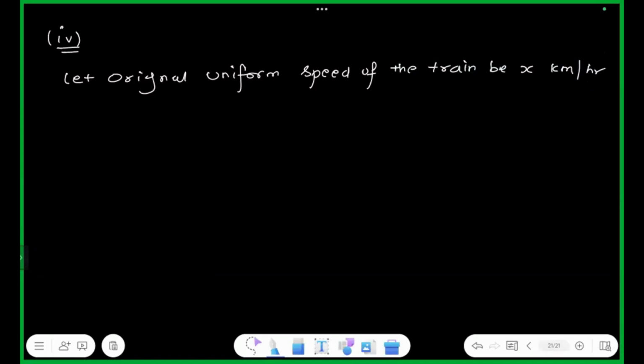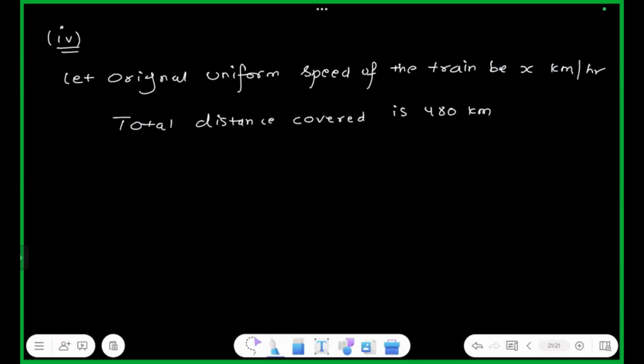Okay. The fourth question is, a train travels a distance of 480 km at a uniform speed. If the speed had been 8 km less, then it would have taken 3 hours more to cover the same distance. So we need to find the speed of the train, and we have to represent this situation in quadratic equation form. Let the original uniform speed of the train be x kilometer, and what was the total distance covered?